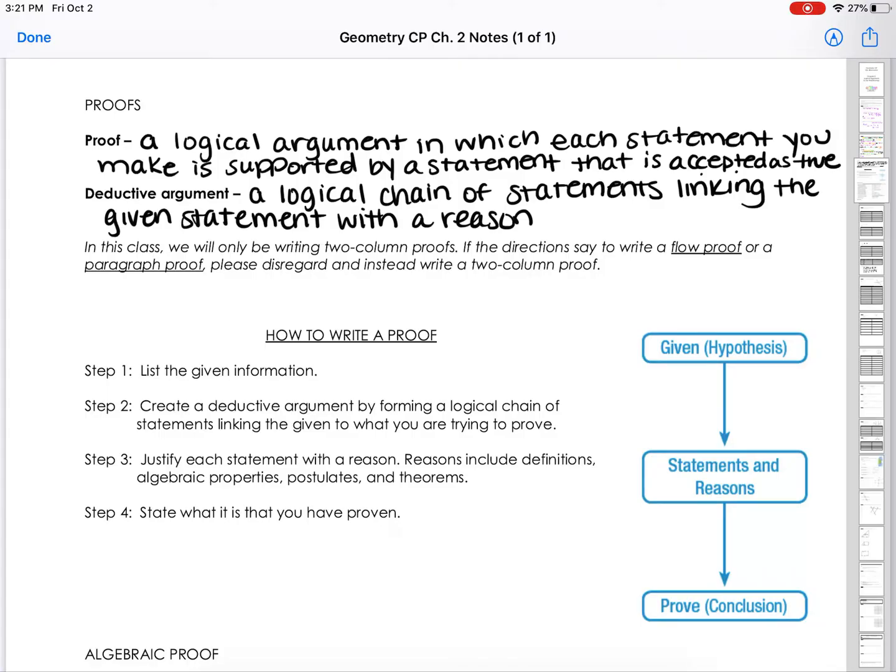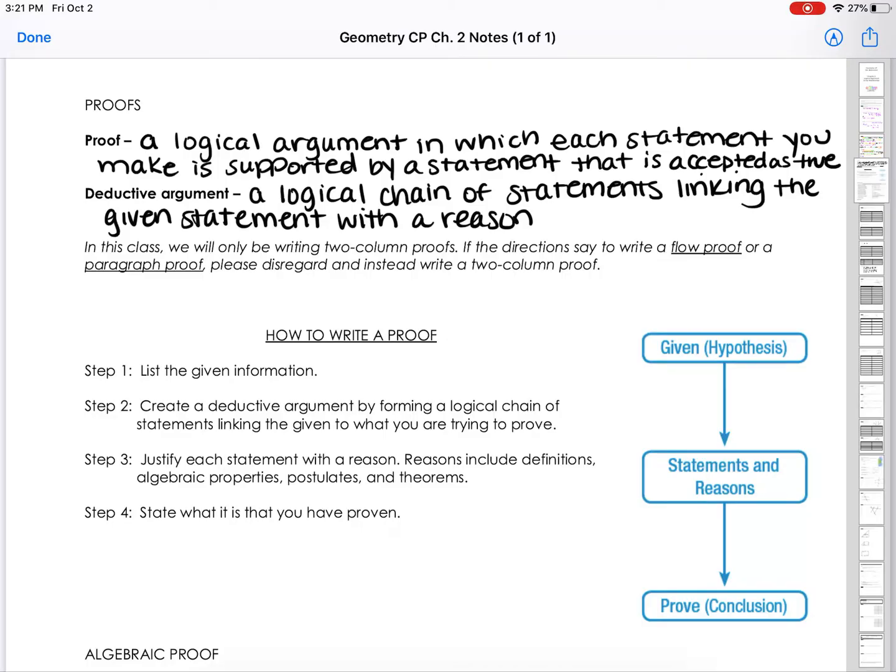In this class, we're only going to be writing 2-column proofs, though you'll see in your textbook, sometimes there's a flow proof or a paragraph proof, and these just aren't the proofs we are going to talk about. So even if you flip through your textbook and you see those, you can ignore those. We are going to stick to doing 2-column proofs.